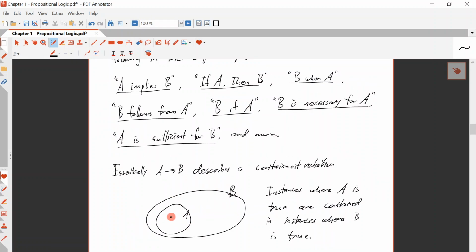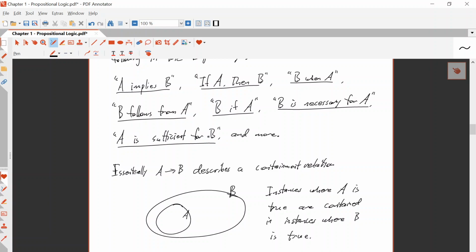So A implies B. If you got an A, it implies you got a B because A is contained in B. You've got B whenever you got A. You have to have B whenever you have A because something that's an A is also a B. B follows from A because the A's are contained in the B. You've got B if you've got A. B is necessary for A because everything inside A is inside of B. A is sufficient for B. If you would like to have a B, you might as well get an A. It suffices to have an A because the A's are all B's.